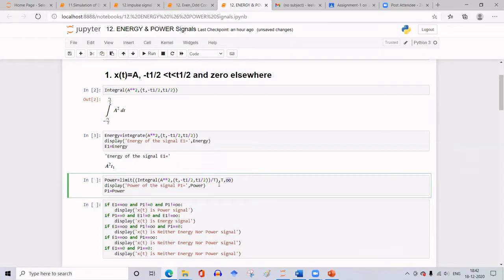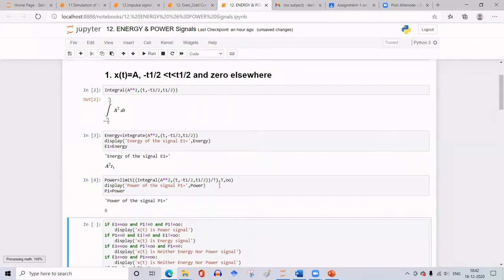So let me see what I'll get for power. Now I got power equal to 0. So what is the type of signal here? I got energy as finite and power is 0. What type of signal is it? Energy signal. It is an energy signal, is it not?